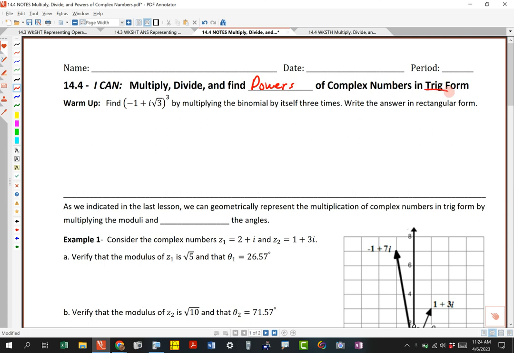I call it trig form because that's the way I was taught. What's the other name for trig form? Polar form. Okay, so you can also call that polar form. They're both the same thing. Okay, so here's what we're going to do.